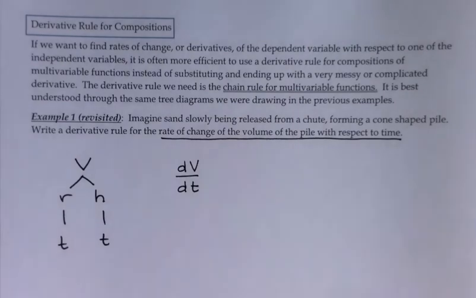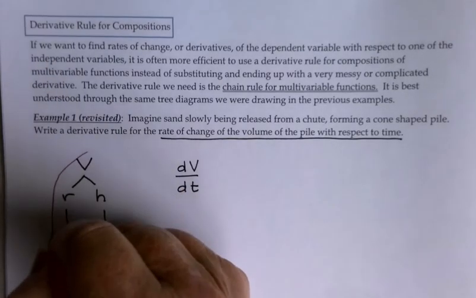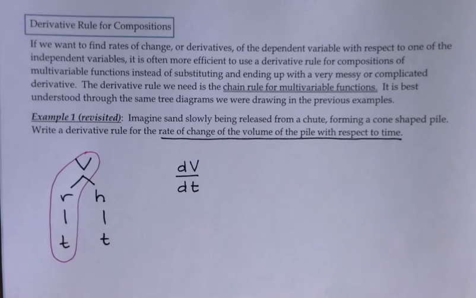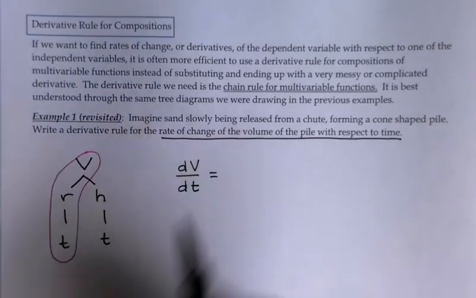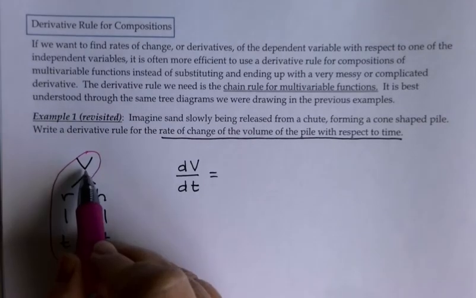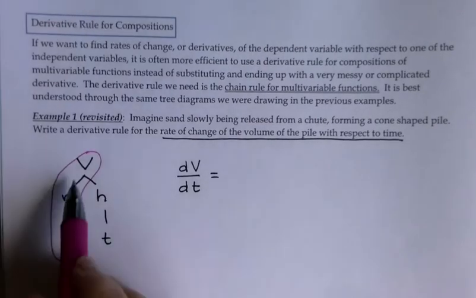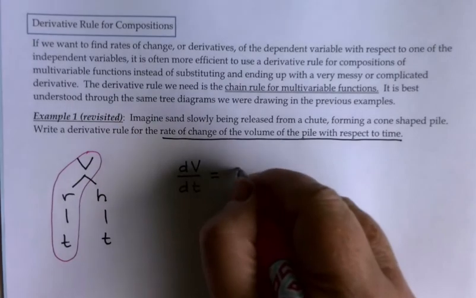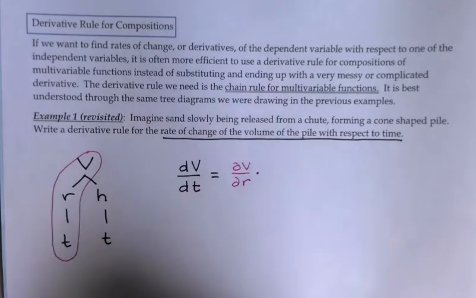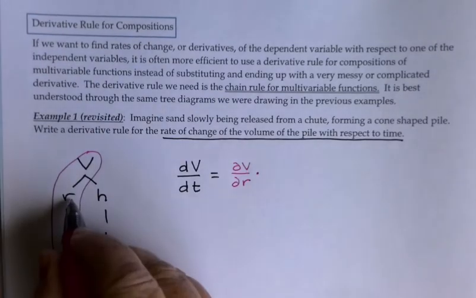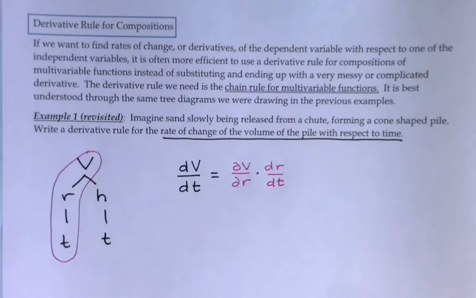What we're going to do is follow every possible path from v to t, starting with this one. Along that path, my derivative is equal to, first of all, the derivative of v with respect to r. Notice that that is a partial derivative since v depends on two variables. And then I'm going to multiply along the same path, dr/dt. I used a regular derivative there since r only depends on one variable.